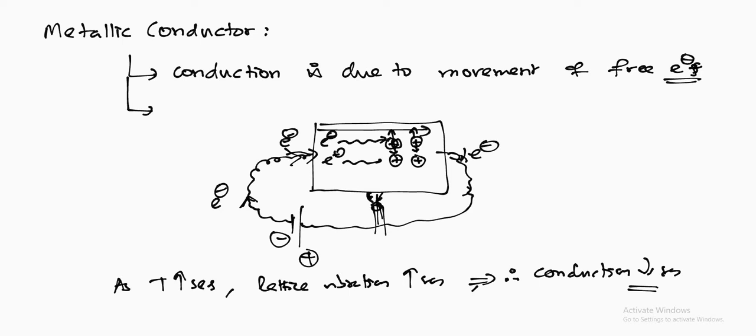Okay, therefore what happens? The conduction of the material will decrease, or conductivity of the material decreases. So in a metallic conductor, when temperature increases, conduction decreases. Keep this in mind, very important. Whereas when you come to the electrolytic conductor, let me go to the electrolytic conductor.